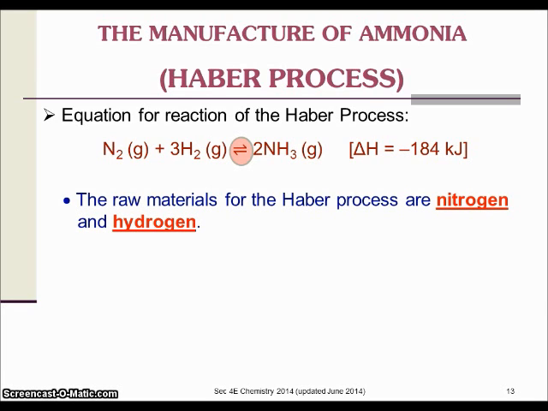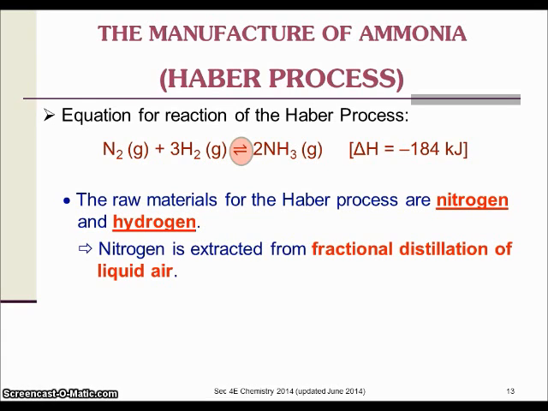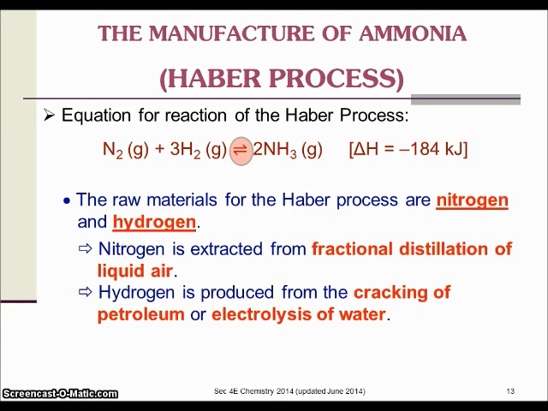Now, the raw materials for the Haber process are nitrogen and hydrogen. Nitrogen that is used in the Haber process is extracted from the fractional distillation of liquid air, whereas the hydrogen that is used in the Haber process is produced from the cracking of petroleum or the electrolysis of water.